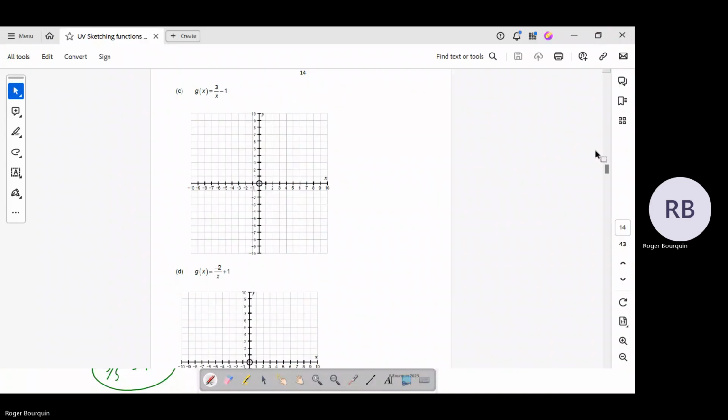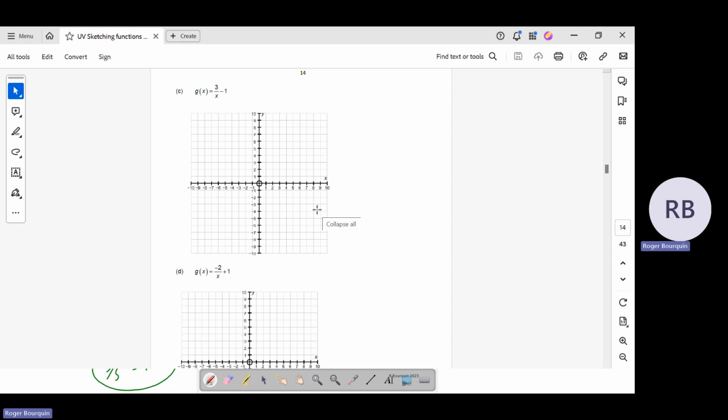All right. Okay, so now we are going to be looking at sketching hyperbola and finding equations of hyperbola. So I want you to start off by doing question C and question D. It comes from page 14 of your upper 5 graph notes.